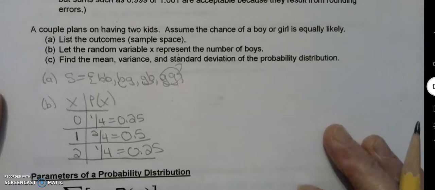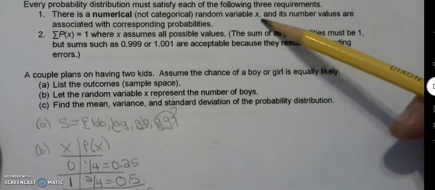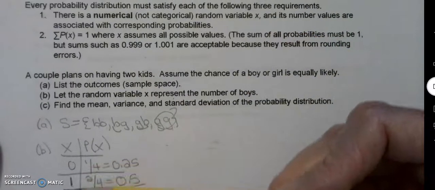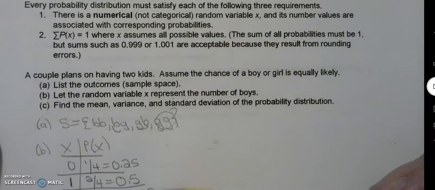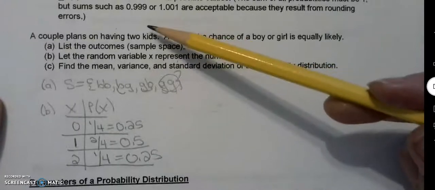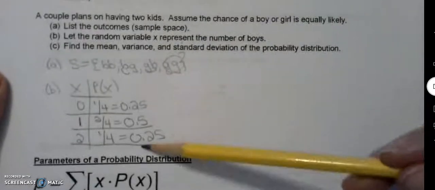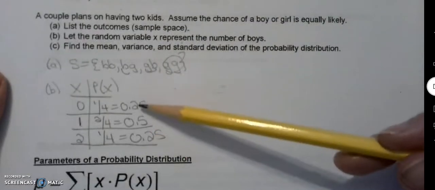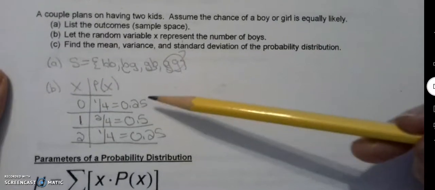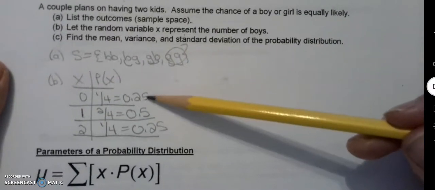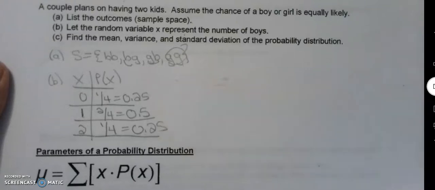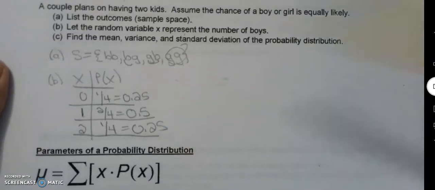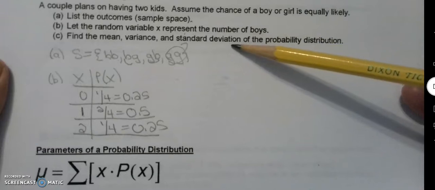Okay, so going through the 3 things again, the X must be numerical, and that's correct. The probabilities must add up to 1. These all add up to 1, and that's okay. And then the third thing, which again I have in the PowerPoint too, is each of these must be probabilities, which means they must be between 0 and 1. You can't have a probability that's negative, and you can't have a probability that's more than 1. So each of these must be between 0 and 1, and that's true as well. We're going to do the mean, the variance, and the standard deviation on the next video.